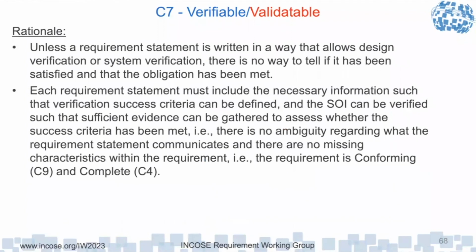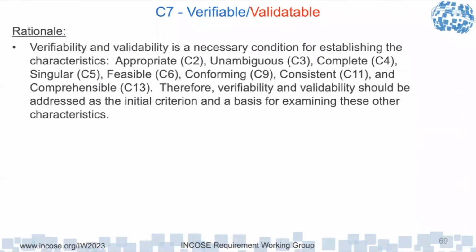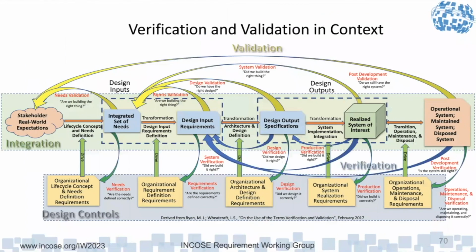So the same kind of things I said about the needs. Verifiability and validability are necessary conditions for establishing appropriate, unambiguous, and these other characteristics. Verifiability and validability should be assessed when you write the need and requirements. This is the verification and validation context. You just say we're doing verification and validation. I'm going to ask you, what are you verifying and validating, and what are you verifying and validating that thing against?